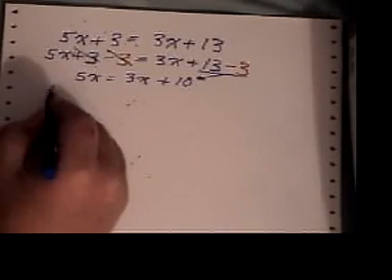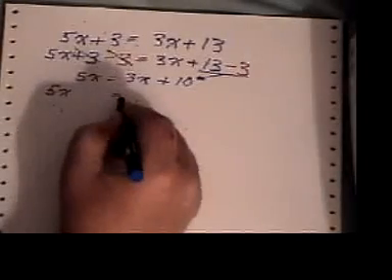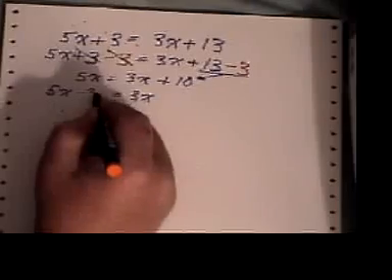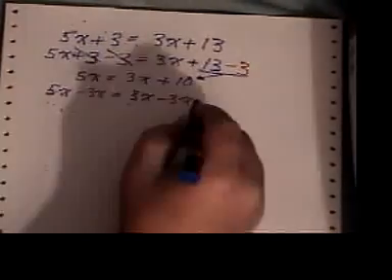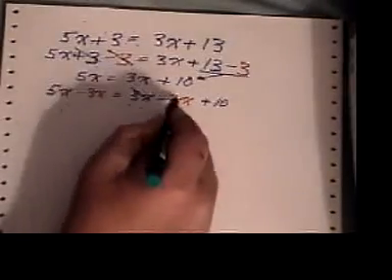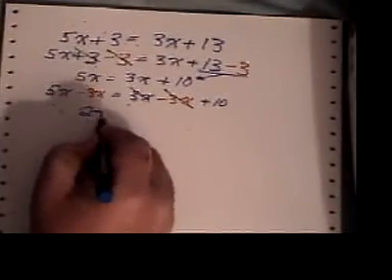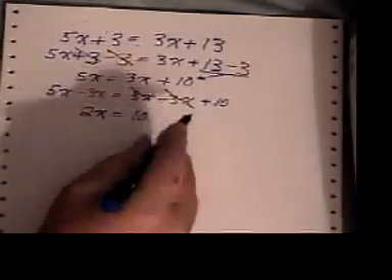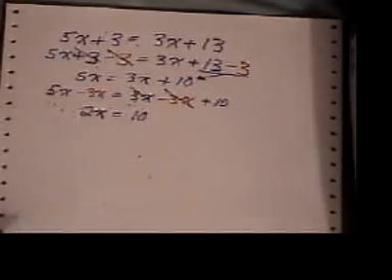Then they would say we have to get rid of the 3x. So let's take 3x and subtract it from this side and subtract it from this side. Do our cancelling, and we're left over here with 5x minus 3x, which is 2x, equals 10. Now you can see that's a lot of steps to get there.